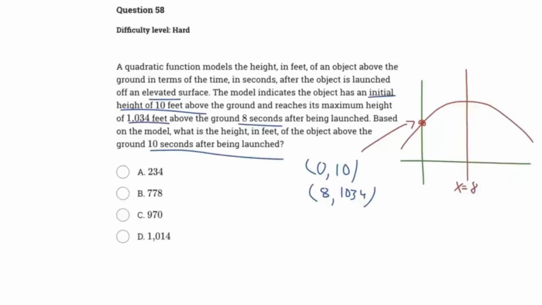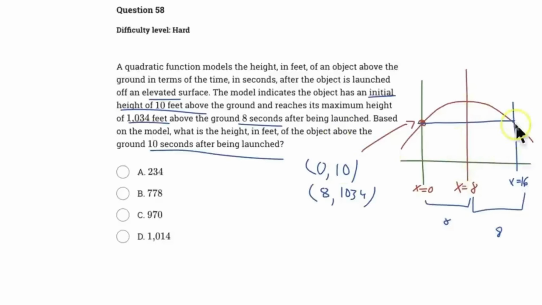we know that everything is symmetric, right? So if this is x equals 0, and then this is x equals 8, then this value over here, when it returns back to the starting value, that has to be x equals 16, right? Because this is a change of 8, and this is also a change of 8. Each side of the axis of symmetry is equal.